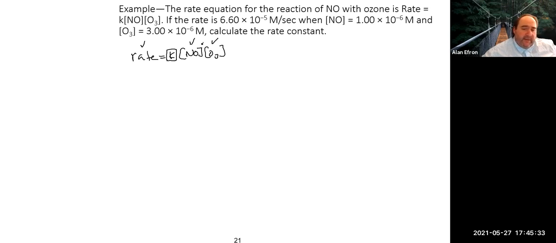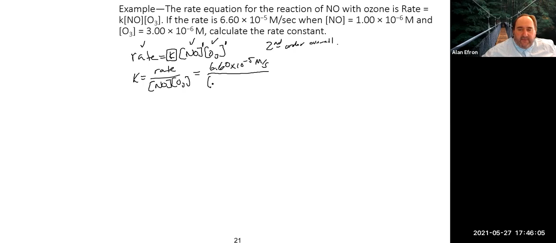By the way, with nothing written here, it means it's first order with NO, and it is first order with O3 in this particular case. That means this is a second order reaction overall. So rearranging this equation will give us k is equal to the rate divided by NO and O3. Putting it in gives us 6.60 times 10 to the minus 5 molar per second divided by NO, which is 1 times 10 to the minus 6 molar, times our 3 times 10 to the minus 6 molar.